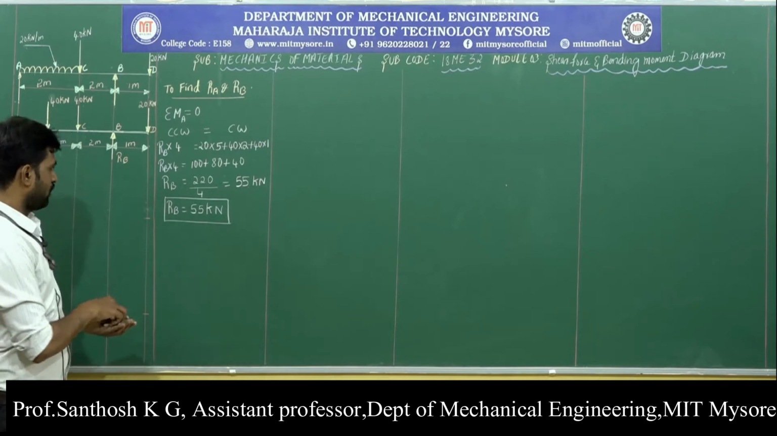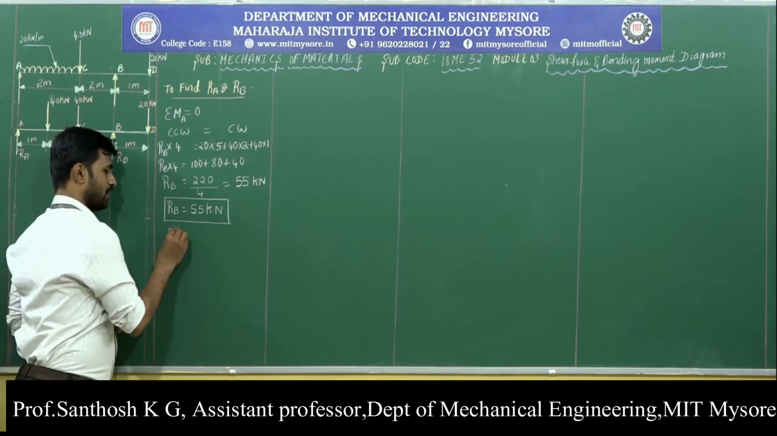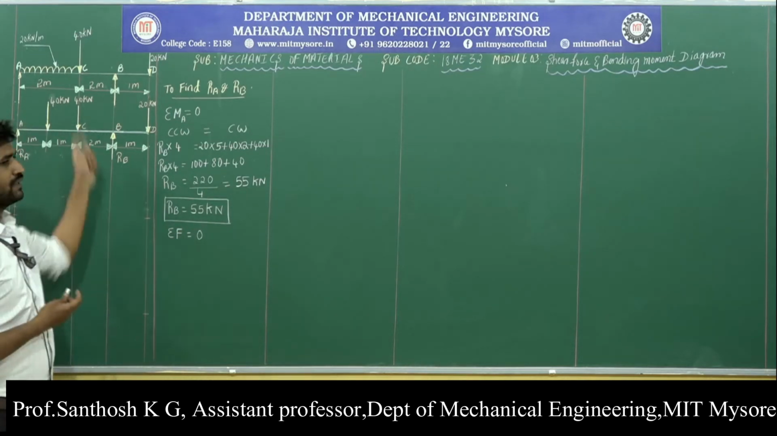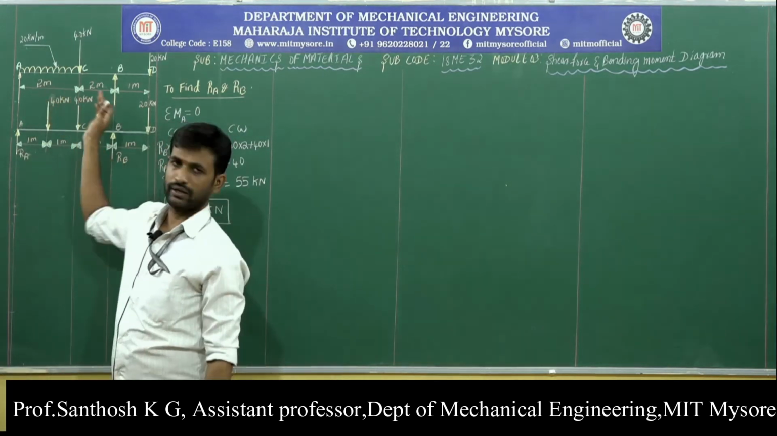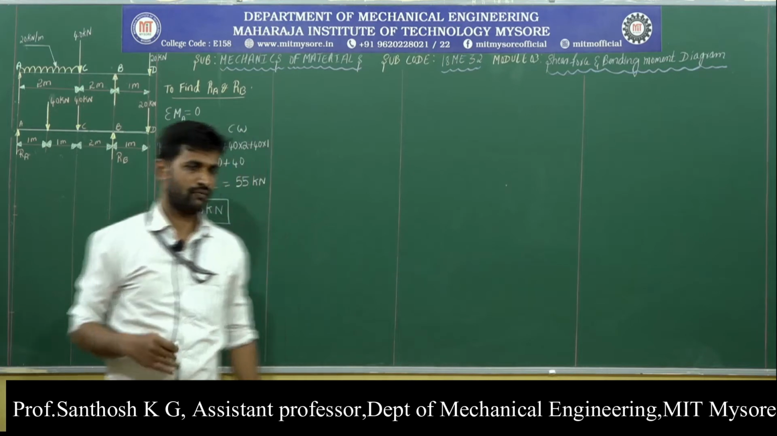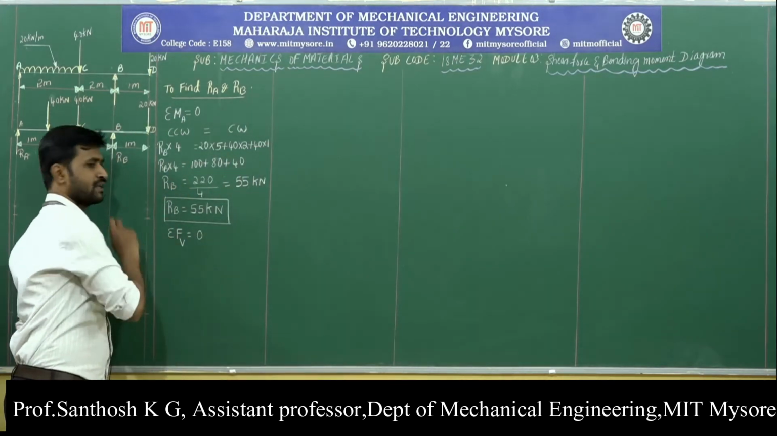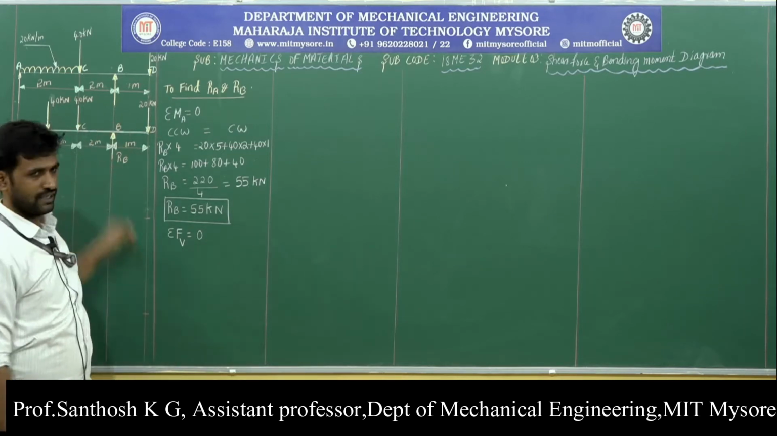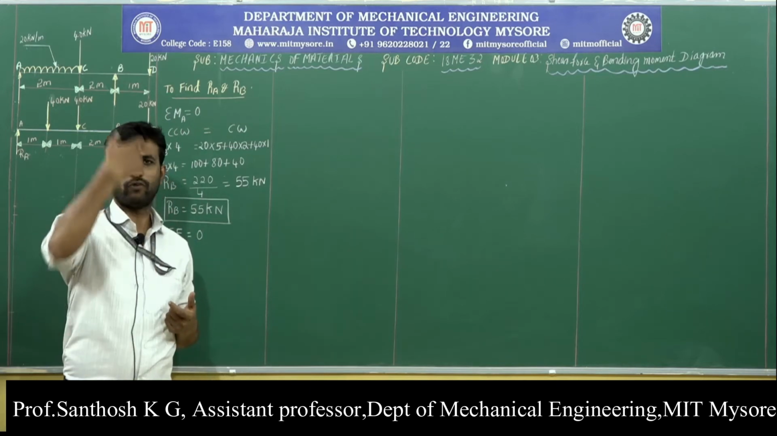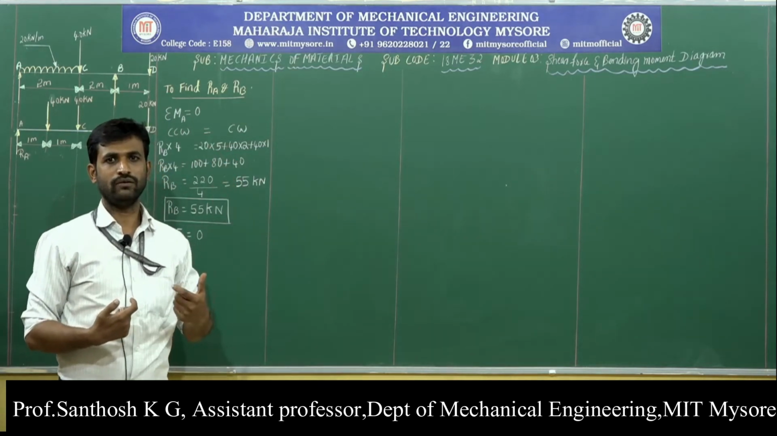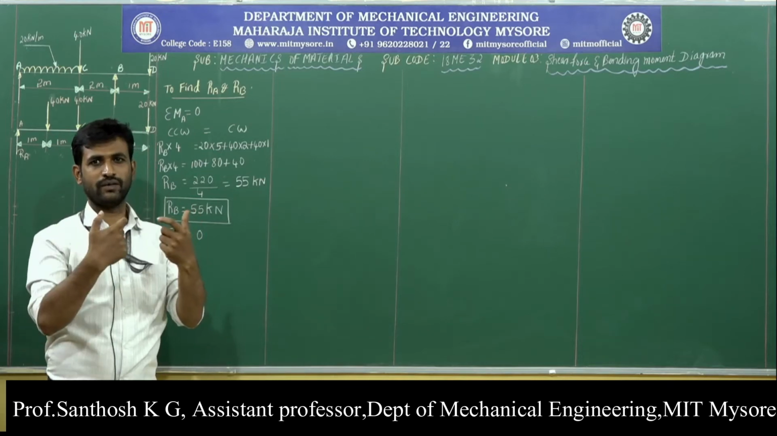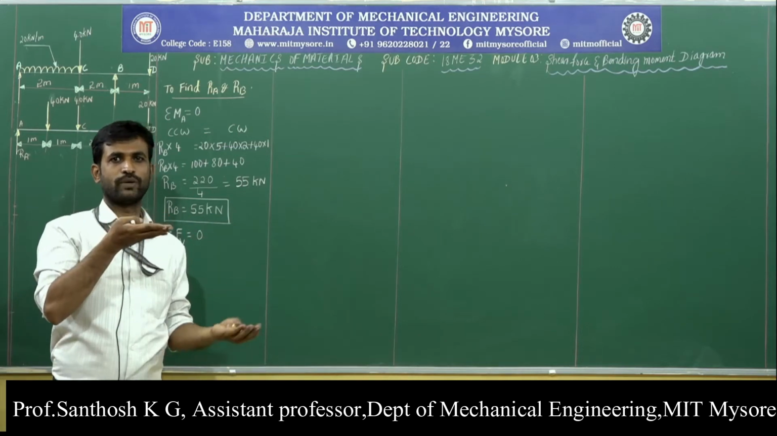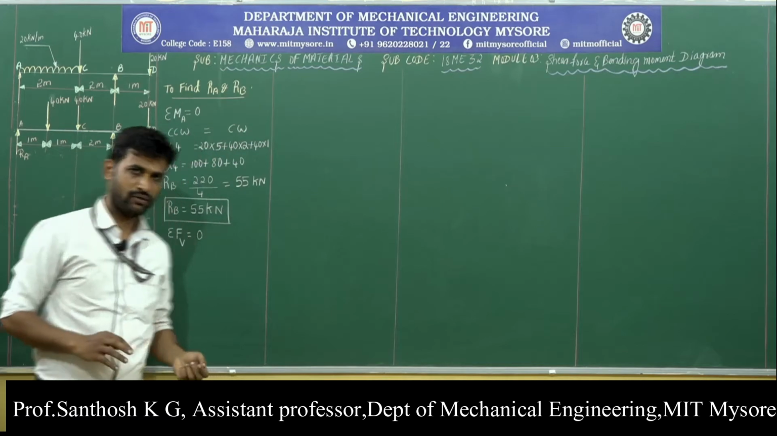In order to find the value of RA, we will be using another equilibrium condition, sigma F equals 0. Here we can see that on the given beam we have only vertical forces. Therefore, I use the condition sigma F suffix V equals 0. The forces acting in the vertical direction may be upward or downward. If the member needs to be in equilibrium, then the summation of the upward forces should be equal to the summation of the downward forces.